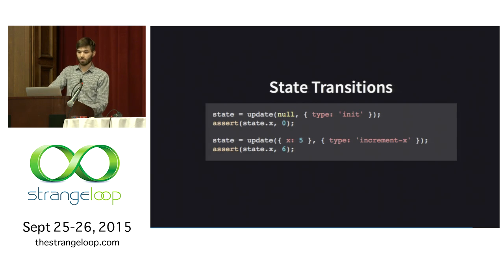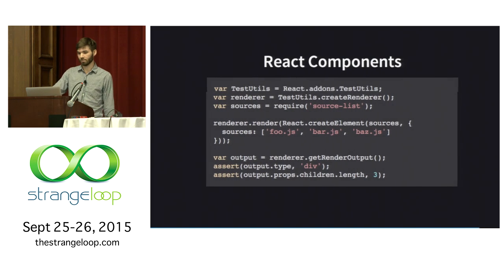So if you have these pure functions, like this update function, it's just a pure function, right? You can just call it, and the result is something that you can just test. So I can say the initial state of this update function is x is 0. When I pass increment x to this, and x is 5 in this state, x is 6. It's very easy testing.